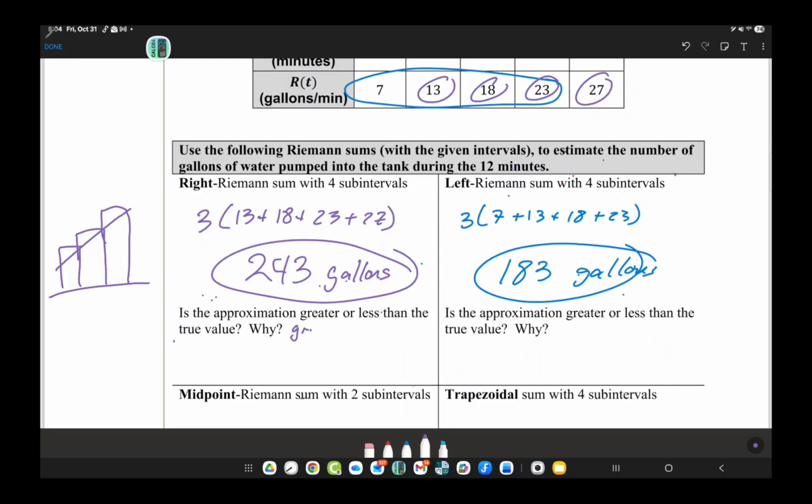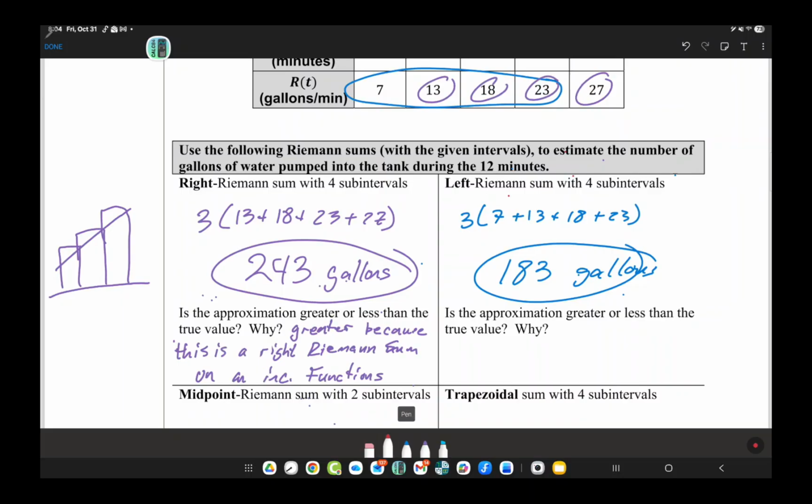So, greater, because this is a right Riemann sum on an increasing function.